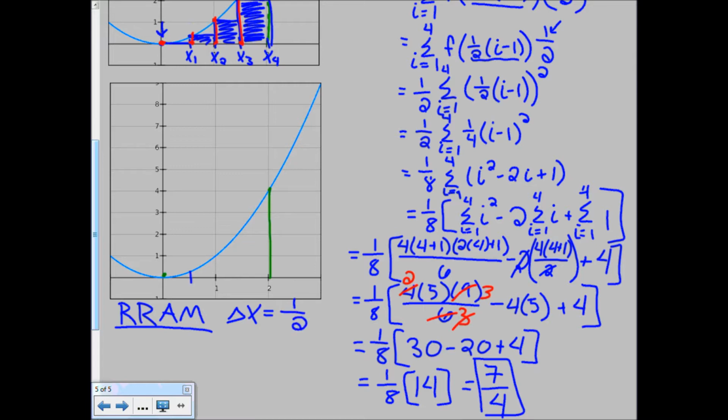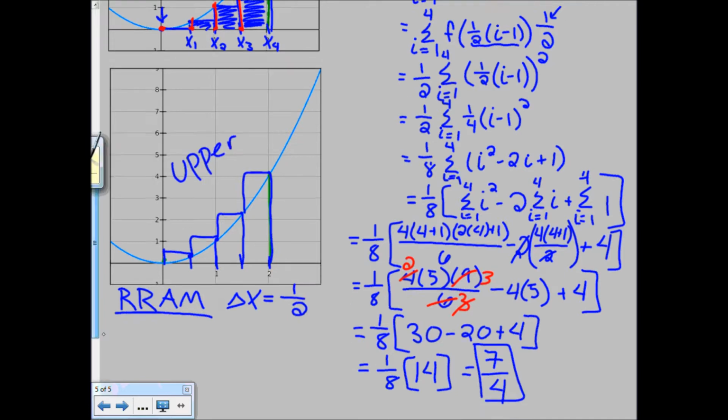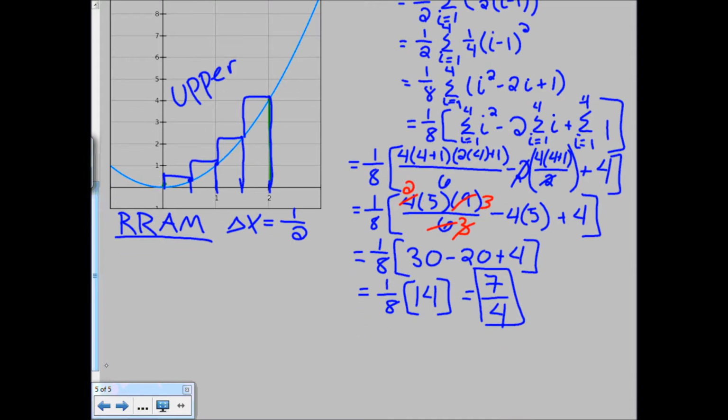So we're still going to split our interval up the same way, except now we're going to do a right-hand approach. We're going to go to the right-hand endpoint and draw over to make each of our rectangles. So we can see from the picture now that we're going to have an upper sum for this function. Okay, so when we do that, now we just have to set up our summation.